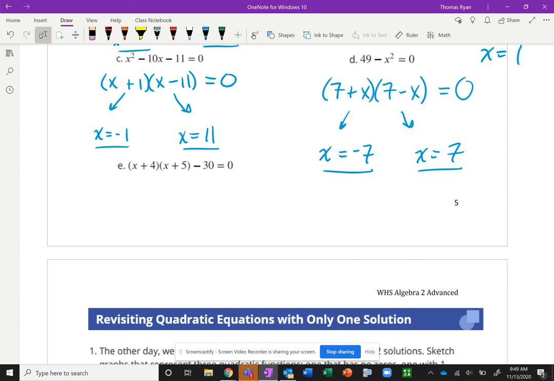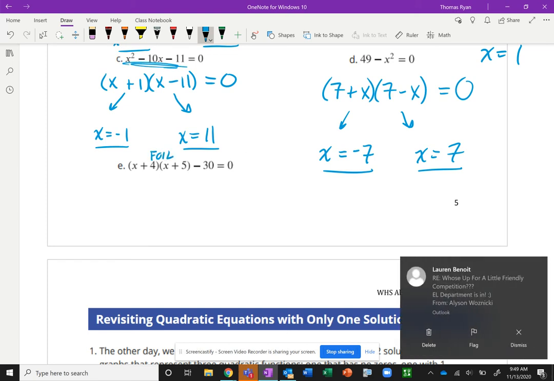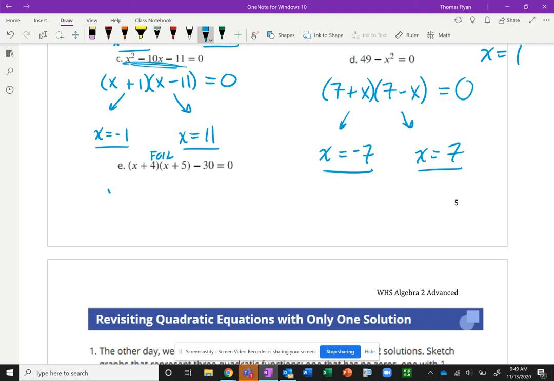Okay, E's looking a little funky. So what? Let's get it into standard form. Right? Let's get this into standard form. So let's just do a little foiling here. Okay, x times x is x squared. 5 times x is 5x. 4 times x. 4 times 5. Still got your minus 30 equals 0. Let's clean it up. This will be 9 x's, and 20 minus 30 will give us a minus 10. Okay, now it looks like something we're working with.